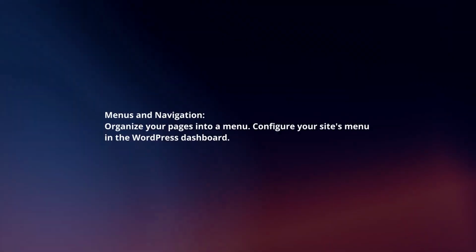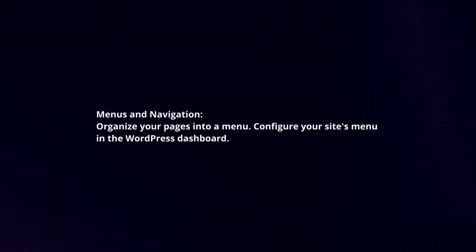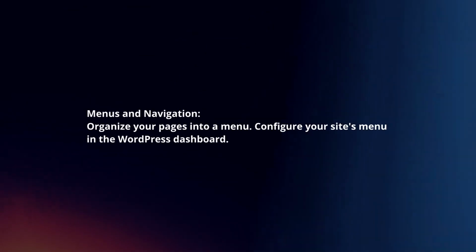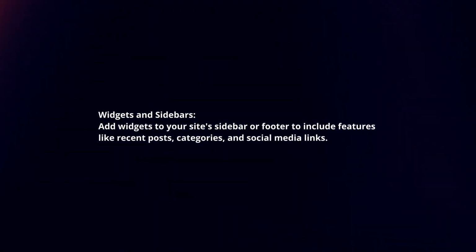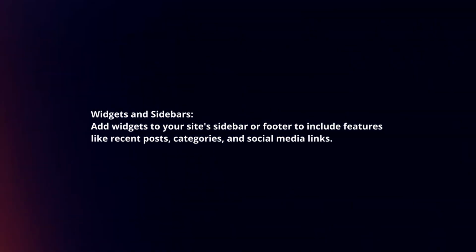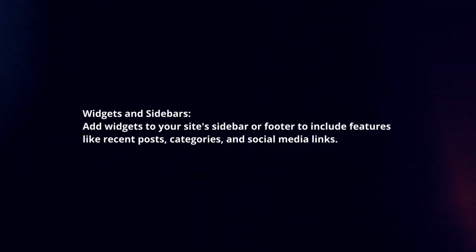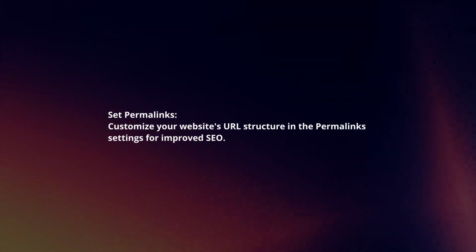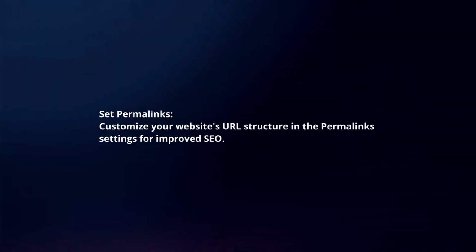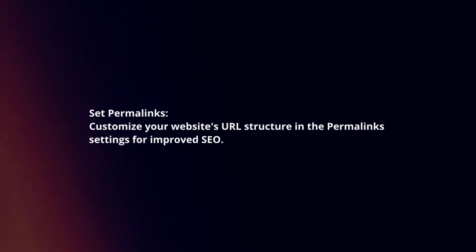Menus and navigation. Organize your pages into a menu. Configure your site's menu in the WordPress dashboard. Widgets and sidebars. Add widgets to your site's sidebar or footer to include features like recent posts, categories, and social media links. Set permalinks. Customize your website's URL structure in the permalink settings for improved SEO.